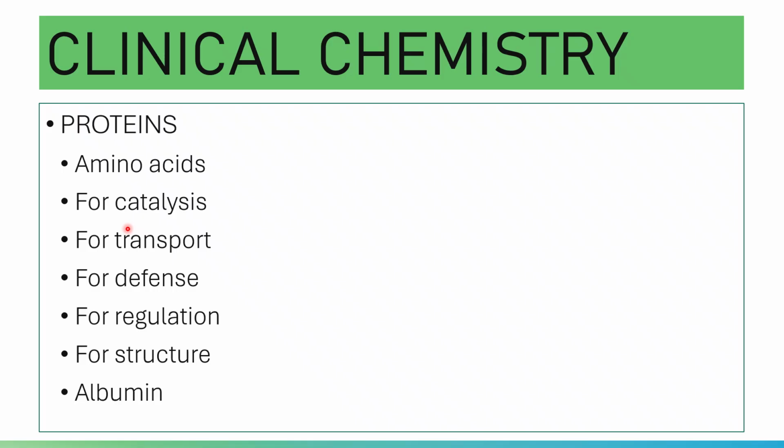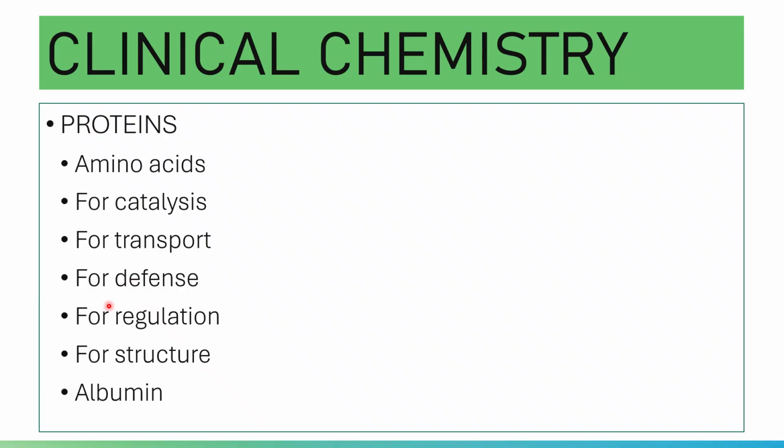And then you have your transport. Your proteins transport substances like your hemoglobin. Your hemoglobin is a protein. And what does it do? It transports oxygen. What else? A very good example again for this one, albumin. Albumin transports a lot of substances actually.